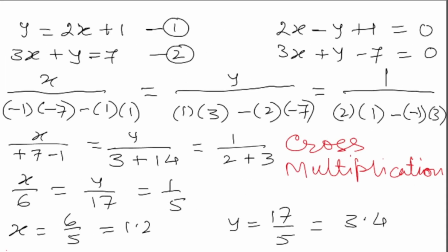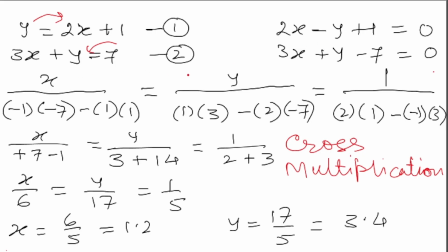So this is the cross multiplication method. In this method, first of all, we change all the values to one side. As in the first case, y was on the other side, so shift y to the right hand side. So it will become 2x minus y plus 1 is equal to 0. And in the second equation, 7 is on the other side, so we'll shift this 7 to the left hand side. So it will become 3x plus y minus 7 is equal to 0.